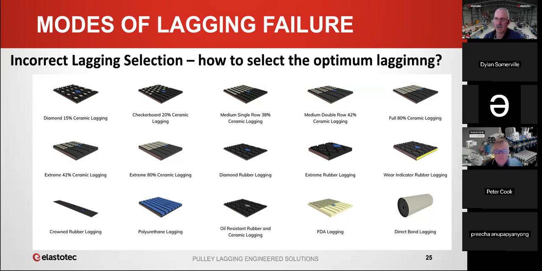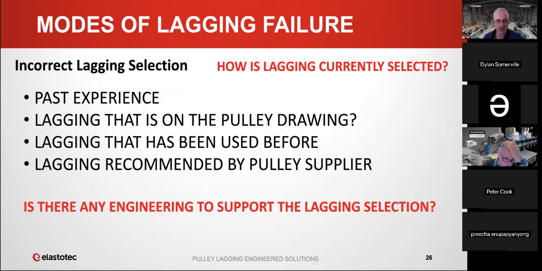Yeah, and you're right. Some clients do have a spec, and this next slide I'm going to show you is what Peter and James have talked about. It's lagging that's on the pulley drawing. So big mining companies have their lagging specified on the drawings. Sometimes it's recommended by the pulley supplier. So that's what you're referring to. I think, Peter, you guys would make a recommendation. A lot of people use past experience, what lagging's been used before.